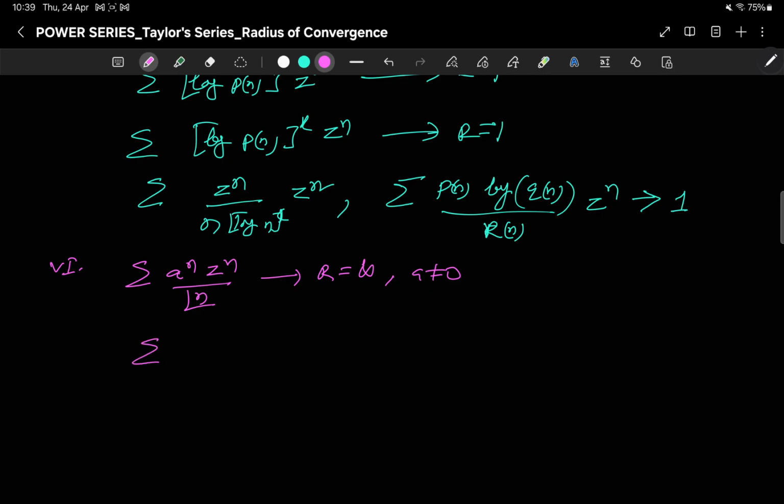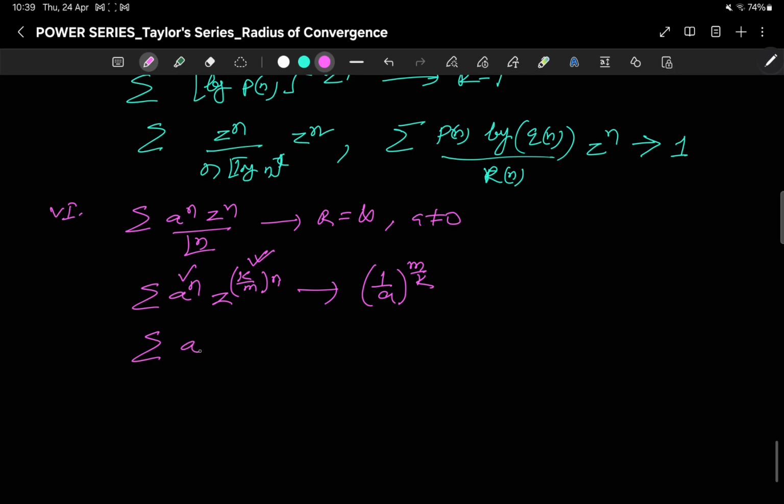And suppose it is the summation of a^(mn) z^(kn). Then for a to the power n it is 1 by a. Now this power here will be m by k-th power of this. And this radius of convergence here will be r equal to 1 by a to the power m by k, right?